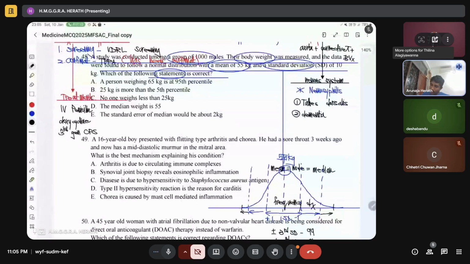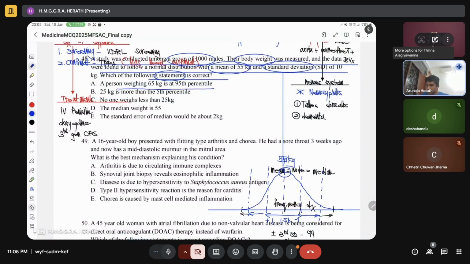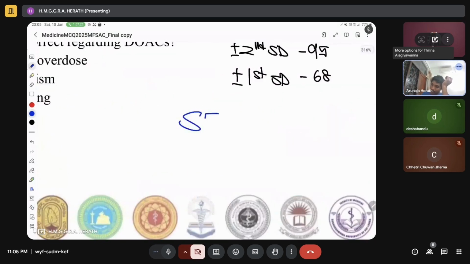Okay, so now which of the following statements is correct? A person weighing 65 kilograms is in the center. Make it in the centiles. Standard error of mean would be about 2 kilograms. Median weight is 55. Right, so what is the equation for standard error of mean?